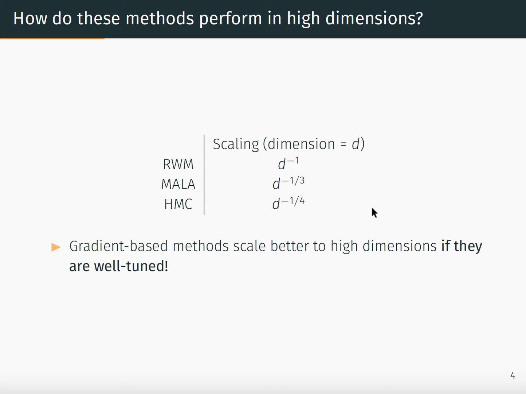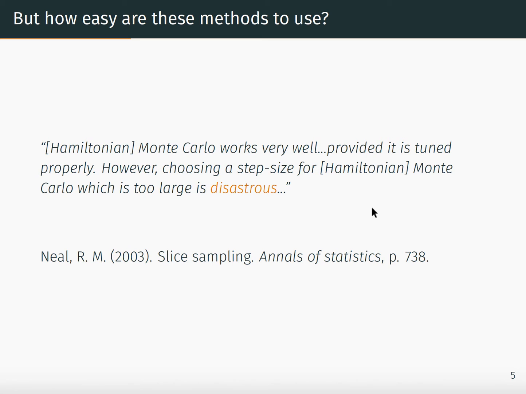And so there's a natural question of, well, how easy is it to achieve this state? Right? So how easy are these methods to use? How easy is it to tune the tuning parameters? And I want to lean on Radford Neal here to make the point that for gradient-based methods it's not that easy. So he says in his 2003 paper on slice sampling, Hamiltonian Monte Carlo works very well provided it is tuned properly. However, choosing a step size for Hamiltonian Monte Carlo which is too large is disastrous.